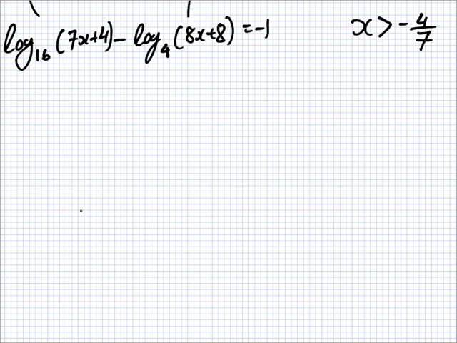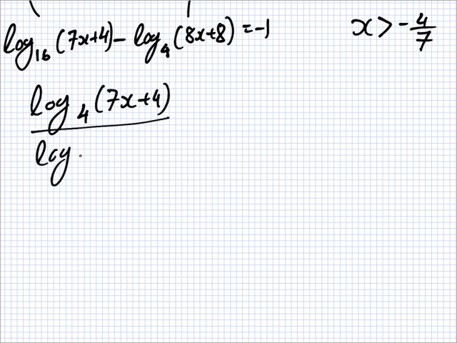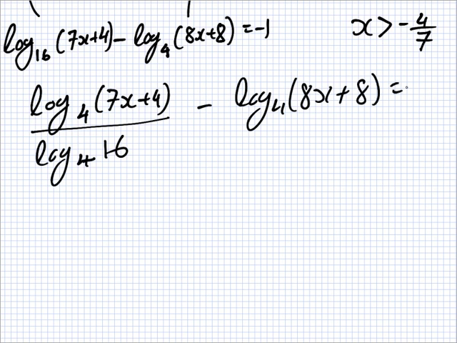I could actually change both of them to 2. But that sounds like a little bit more work. So I'll change this to base 4. So what's the price you pay for changing the base? The price you pay is you divide by log of the old base. Okay, what is log base 4 of 16? You don't need your calculator for that. 4 to what power? It's 2. 4 to the power of 2 makes 16.